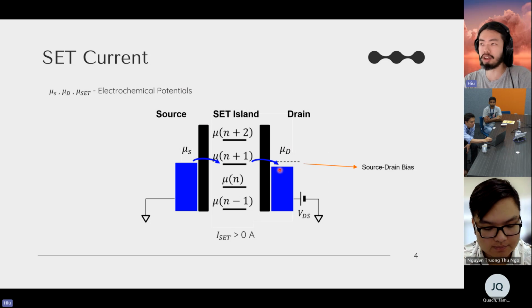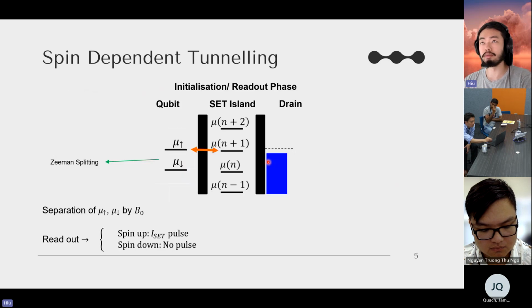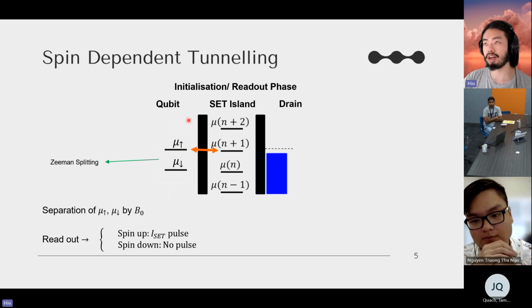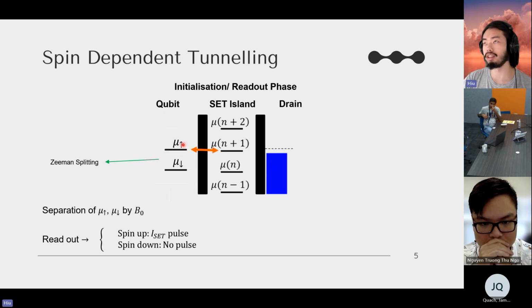And we'll see later that with this, we can do spin-dependent tunneling and spin readouts. So here we look at how the spin-dependent tunneling works. We can shift the qubit by Zeeman splitting, and we can control the position of this relative to the SET island and the drain with the plunger voltage. Here we set it so that the spin up can tunnel out, or an electron can tunnel into the spin up state, which eventually relaxes down to the down state.